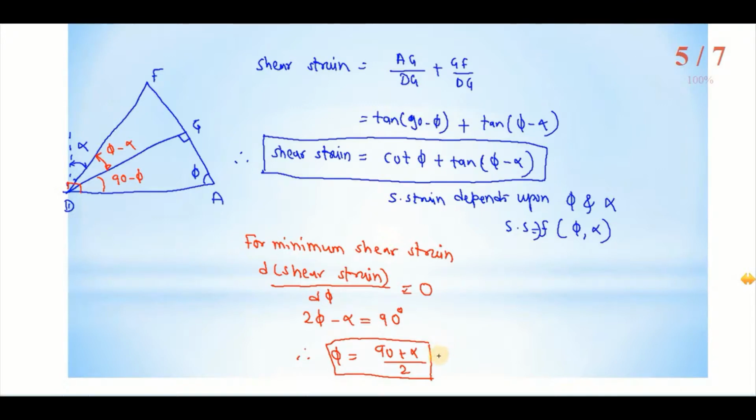So this is the derivation or formula for the shear plane angle at minimum shear strain. At minimum shear strain, we can calculate the shear plane angle. The shear plane angle is equal to 90 plus alpha, that is back rake angle, divided by 2.